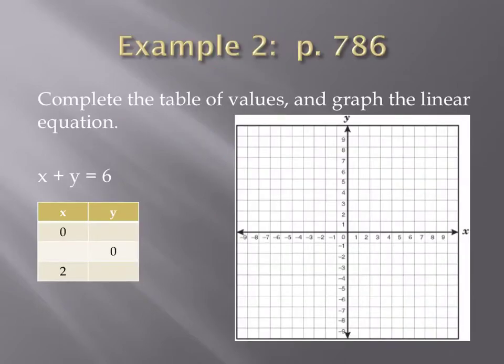On example 2, we have our equation, and we have a table with values, and we're going to complete the table and then graph those points on the grid. So we're going to complete the table just like we did on example 1, where you substitute in the value that you're given and you find the missing value. So for x plus y equals 6, we're going to substitute 0 for x. So 0 plus y equals 6. That means that y is equal to 6.